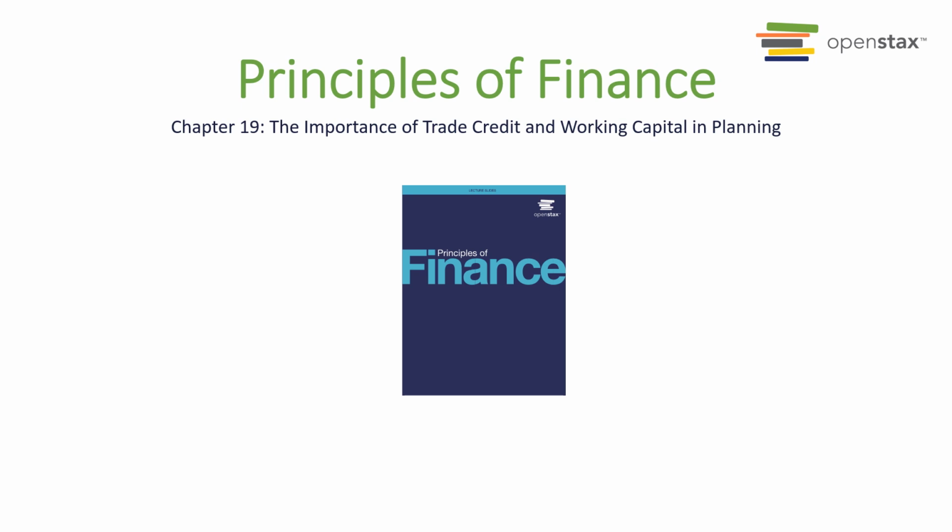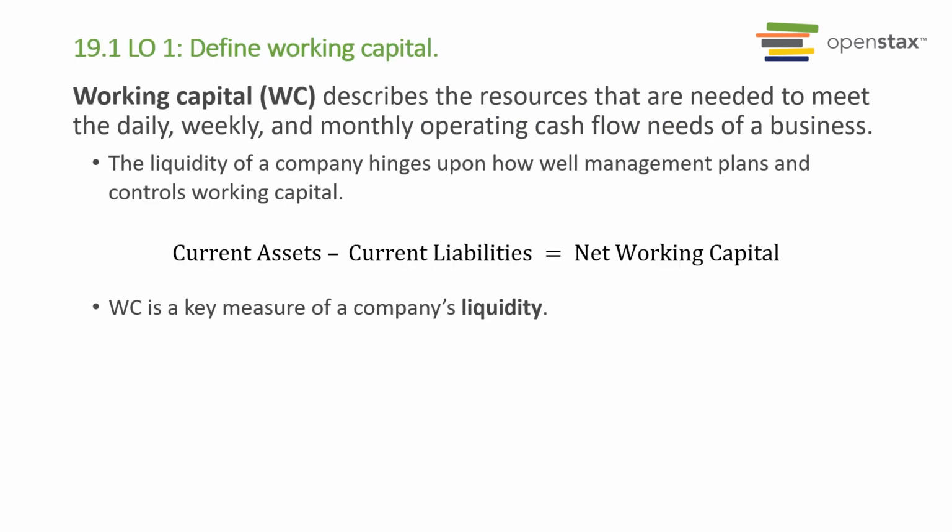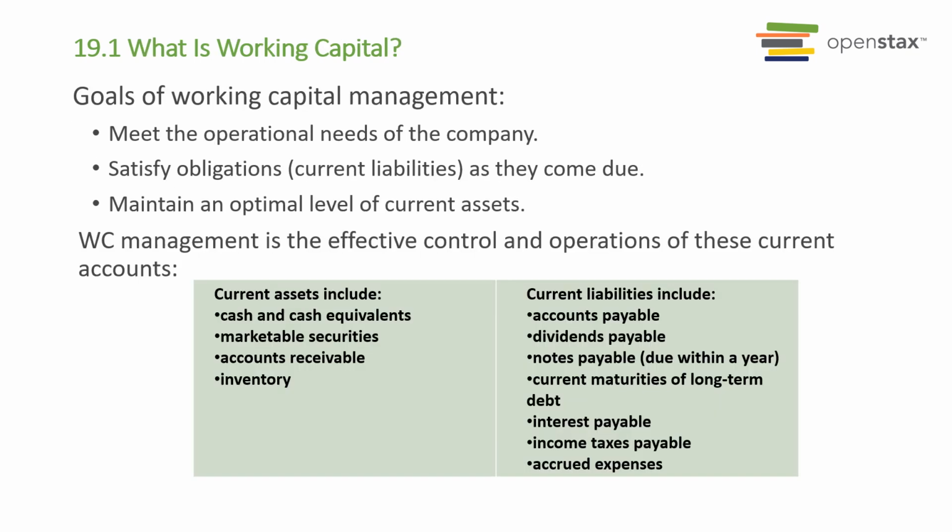Chapter 19 of OpenStax Principles of Finance pertains to the importance of trade credit and working capital in planning. Working capital describes the resources that are needed to meet the daily, weekly, and monthly operating cash flow needs of a business. The liquidity of a company hinges upon how well management plans and controls working capital. Current assets minus current liabilities equals net working capital. Working capital is a key measure of a company's liquidity.